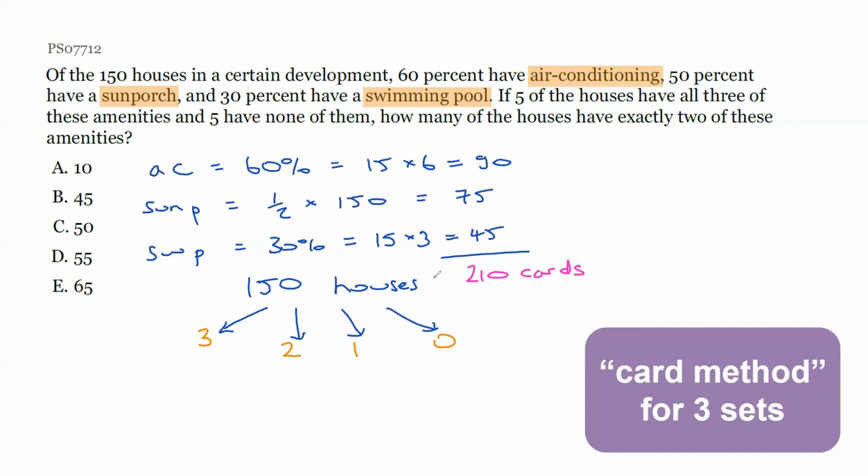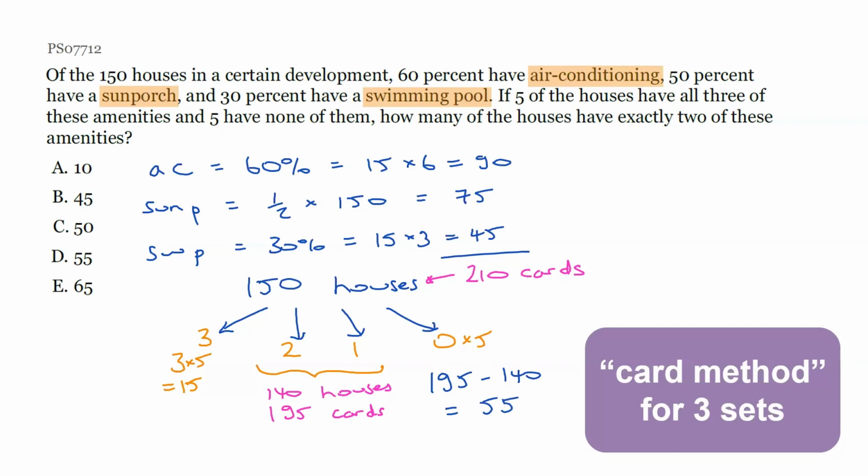Let's start breaking this problem down. 5 of these houses have 3 amenities each, so that accounts for 15 cards. Then 5 houses don't have any amenities. This leaves 195 cards spread among the remaining 140 houses. We know that each of these 140 houses has at least one amenity, so let's visualize going around and giving each house a card. How many cards do we have left in our hand? That would be 195 minus 140 equals 55 cards.